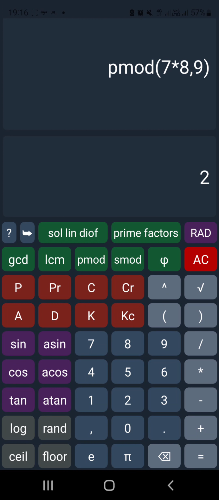Now let's test the Euler-Totient function. It calculates the number of coprime numbers between 1 and the number that was entered. In this case, the Euler-Totient function of 9 is 6.